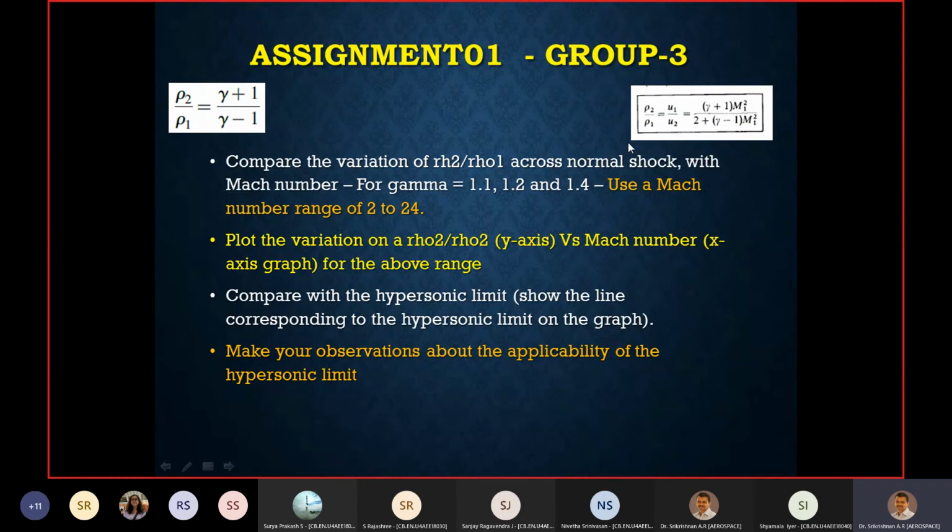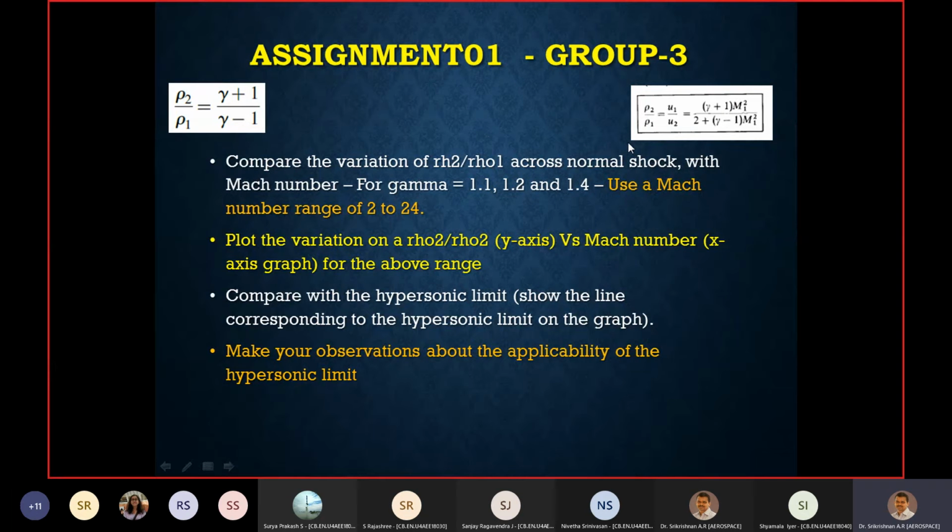We had discussed chemical effects, dissociation, etc., in hypersonic flows. So in hypersonic flows, it may quite often happen that gamma may not be 1.4. Gamma can have other values, and that's what we are trying to highlight here. You use 3 values of gamma: 1.1, 1.2, 1.4, over a range of Mach numbers 2 to 24. I have not listed the Mach numbers, but you select whatever you want, with a sufficient number to have the plot, ranging from 2 to 24.